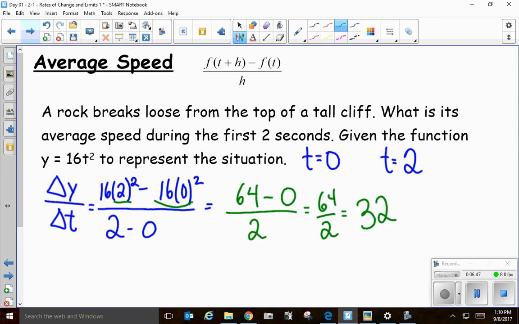Can anyone guess what my label is going to be? It is feet per second, because they want to know the speed. When you drive a car, isn't it miles per hour? And here the speed of the rock is in feet, because did they not put feet in the problem? I told you this was in feet, didn't I? So that's the kicker. That's feet per second. Right.